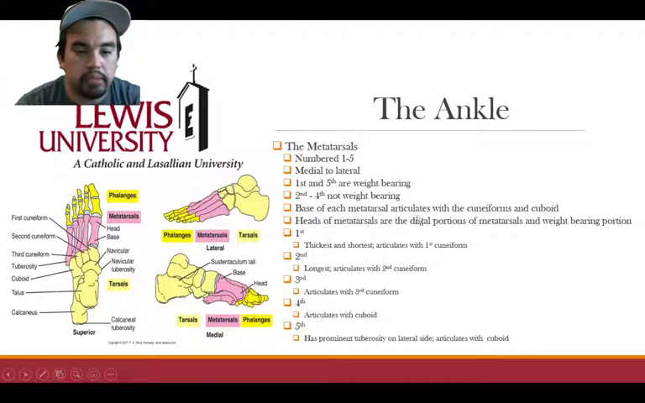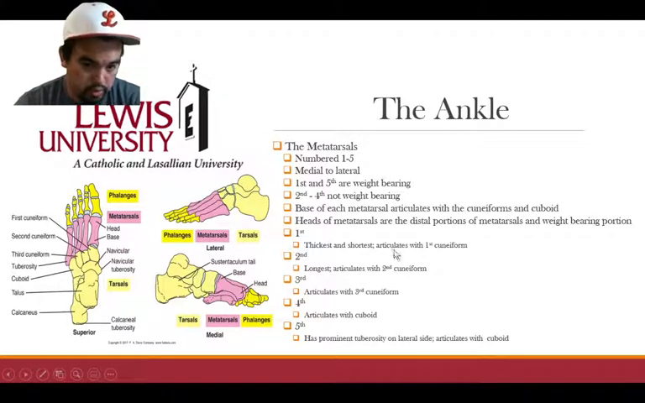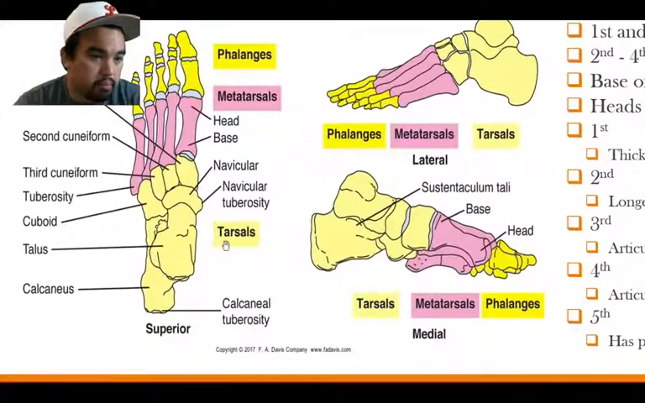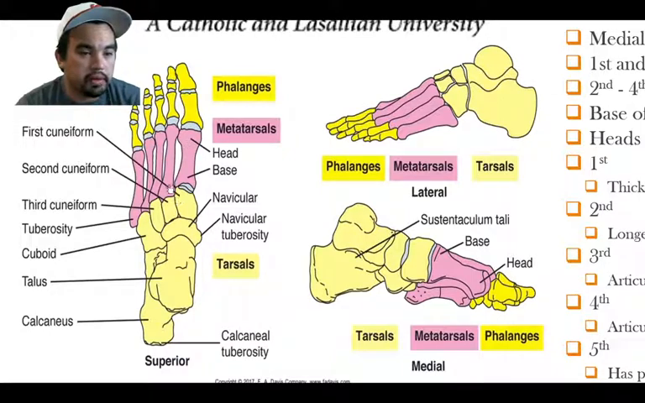The base of each metatarsal articulates with the cuneiforms and the cuboid, and the heads of the metatarsals are the distal portions of the metatarsals and the weight-bearing portion. So you can see just based off how these are built, right? You see that they're a little bit bigger here and here. And that's because you can see where most of that weight's coming, right? So you can see how the first metatarsal is the largest, right? So if it's the largest, it probably means it supports the most amount of weight.